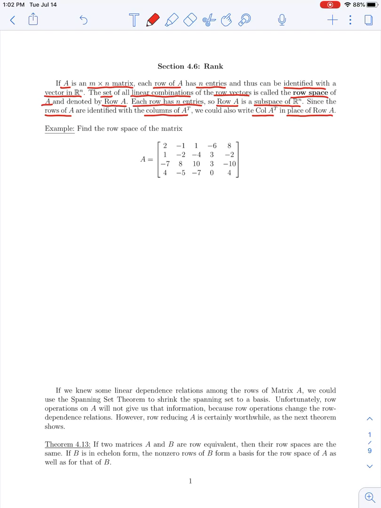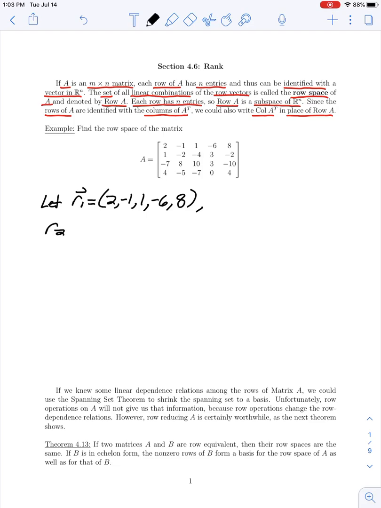So let's consider a simple example just to illustrate what exactly the row space of a matrix is. Here we're given a 4x5 matrix A, and we're asked to find the row space of this matrix. Let's give each of these four rows of our matrix a name. Maybe we'll say the vector R1 will be the 5-dimensional vector whose entries are the first row of A. That is the vector 2, -1, 1, -6, 8.